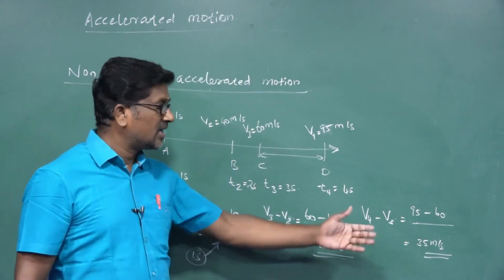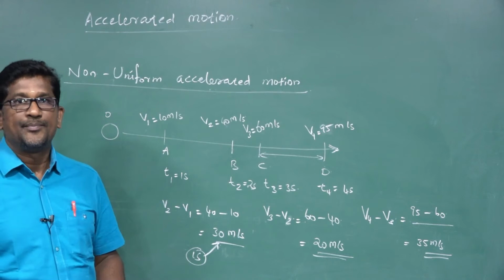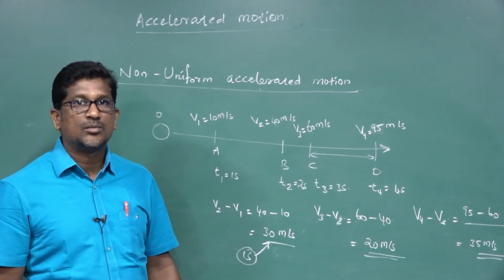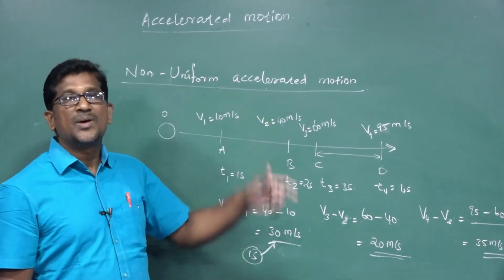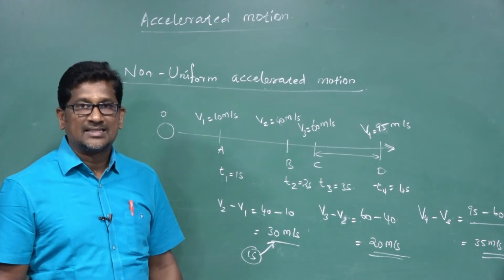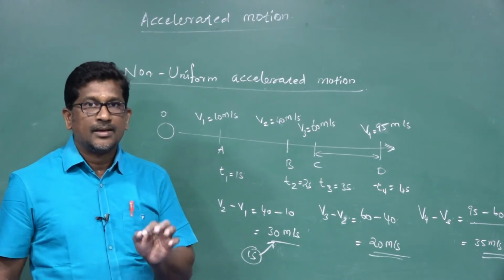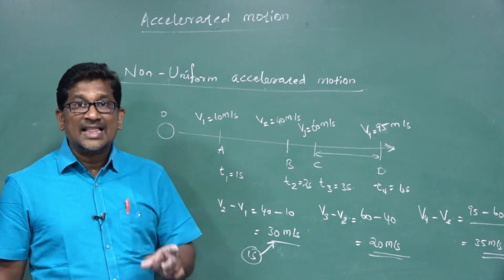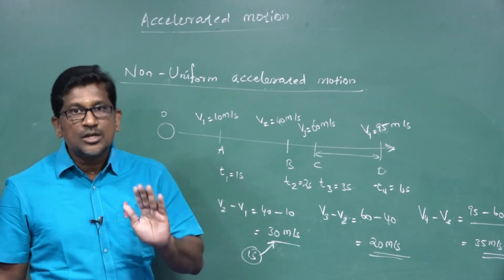Here, the change in velocity is not constant per unit time. So this type of accelerated motion is called non-uniform accelerated motion. Non-uniform accelerated motion. Are you clear? In uniform accelerated motion, the change in velocity per unit time is constant.